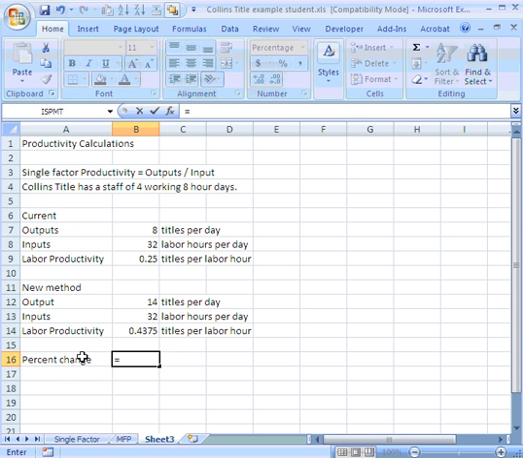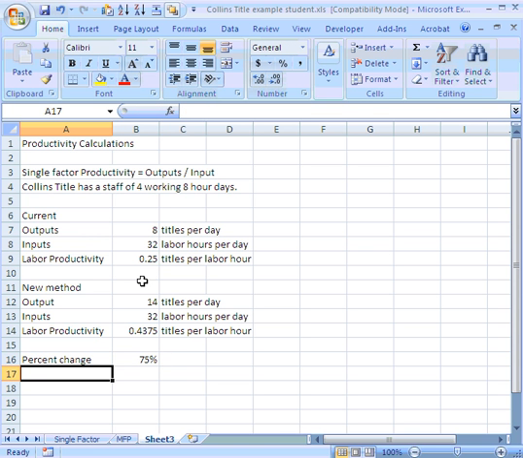Well, it's the new labor productivity divided by the old labor productivity minus 1. This is the formula of new minus old divided by old, or this is an alternative way to express it. So it's a 75% increase in labor productivity by going from 8 to 14 titles per day in the same amount of time. So maybe this is clearer to you. I hope it is.